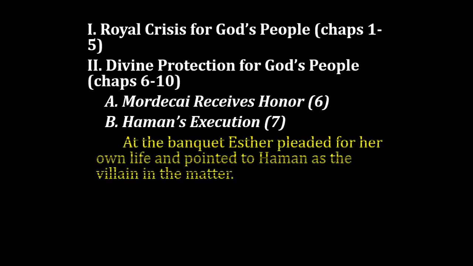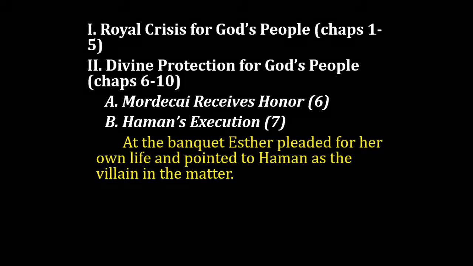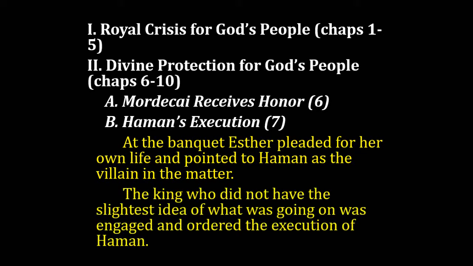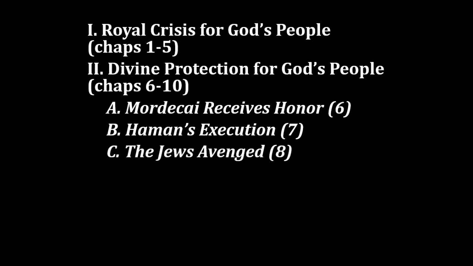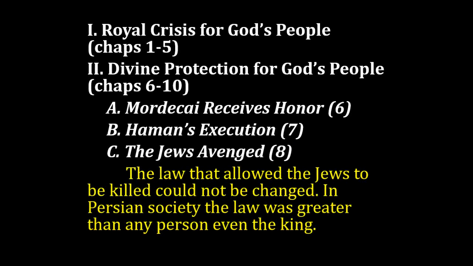Haman's execution in chapter 7. This comes on the heels of Esther's plea. At the banquet Esther pleaded for her own life and pointed to Haman as the villain in the matter. The king, who did not have the slightest idea what was going on, was enraged, and ordered the execution of Haman, and the Jews then are avenged in chapter 8.